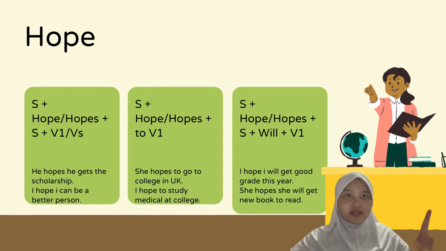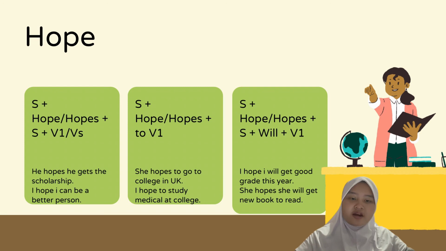Moving on, the second pattern is hope followed by to infinitive. The sentence example for this one is she hopes to go to college. So she is the subject and we use hopes in here because the subject is she and then followed by to infinitive and then after that followed by verb 1, go.